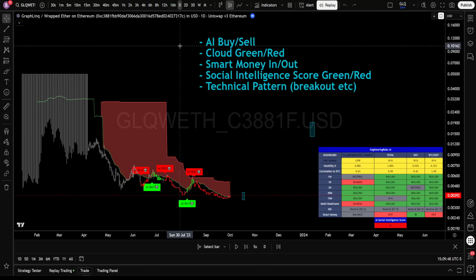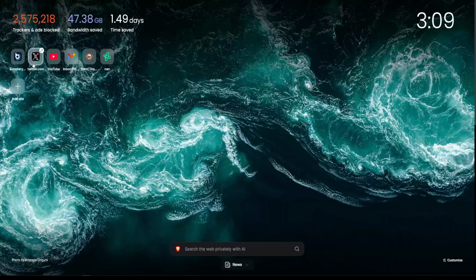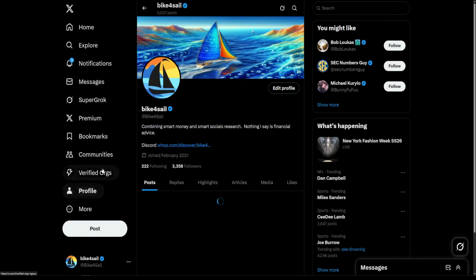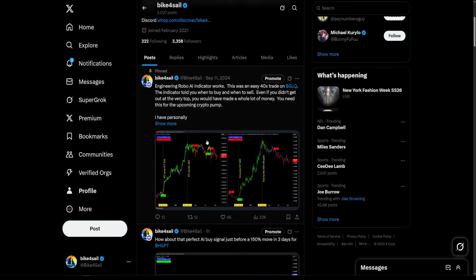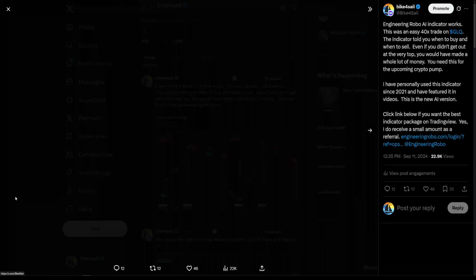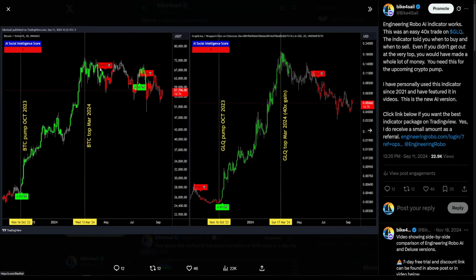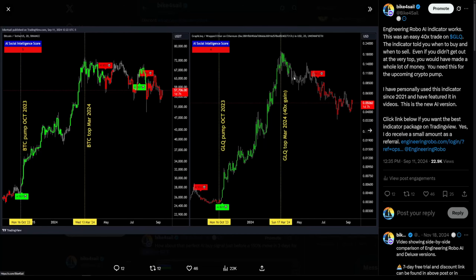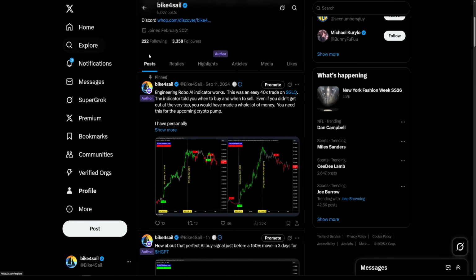So here, excuse me, here is GraphLink. This is one that I actually showed on my Twitter here. It's on my profile. And this is how some of you came across Engineering Robo to begin with. It was just showing there was a buy signal here. There were some sell signals here at the top. And it was a really easy play. It was about a 40x play from bottom to top there.